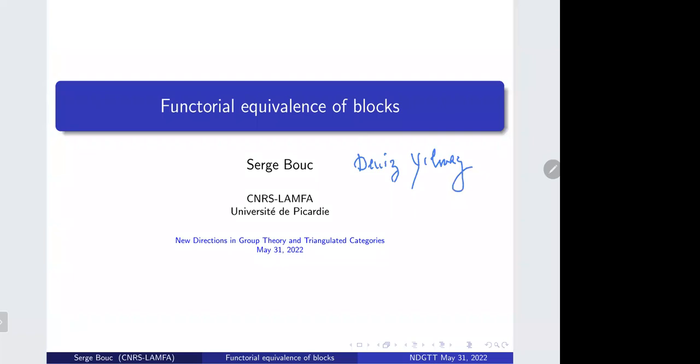And I will start by recalling some probably very boring elementary facts on categories. After that, I will introduce a category we're interested in. And then the functors on these categories will be the functors of interest, and it will give rise to this notion of functorial equivalence of blocks. So let me start with very elementary generalities on categories.